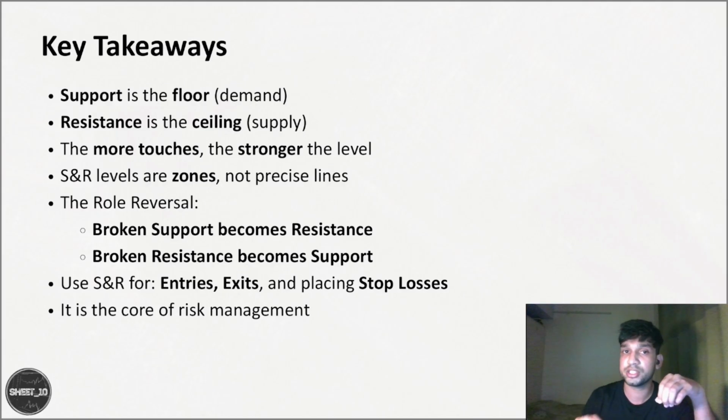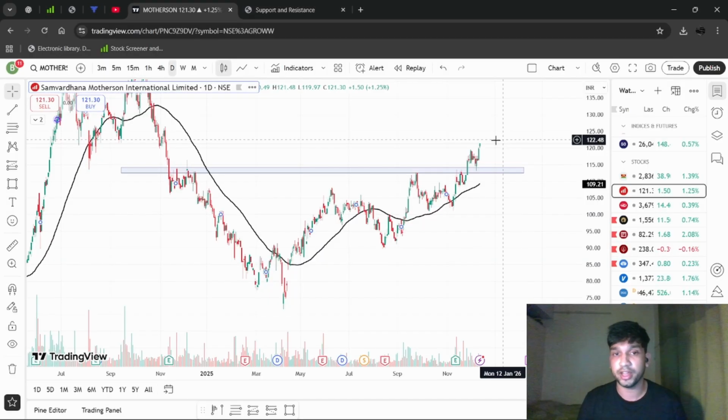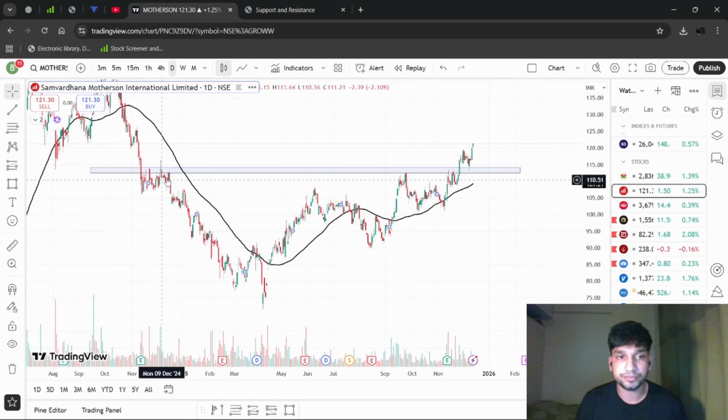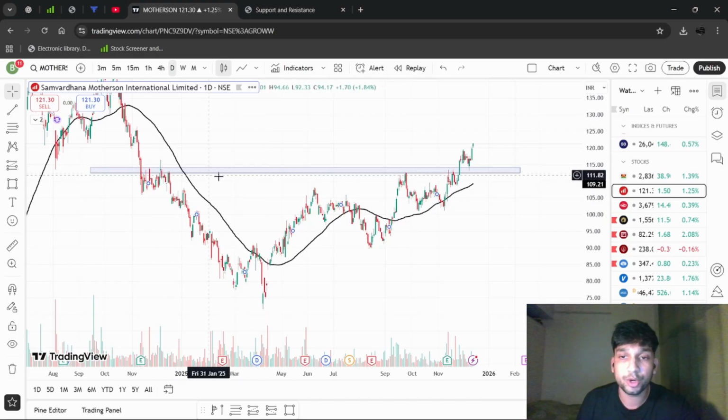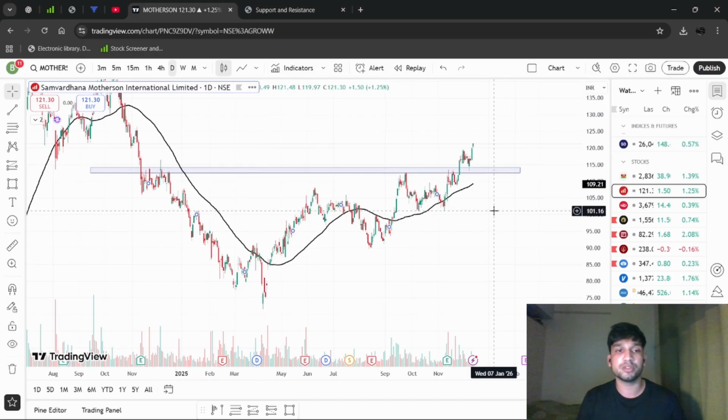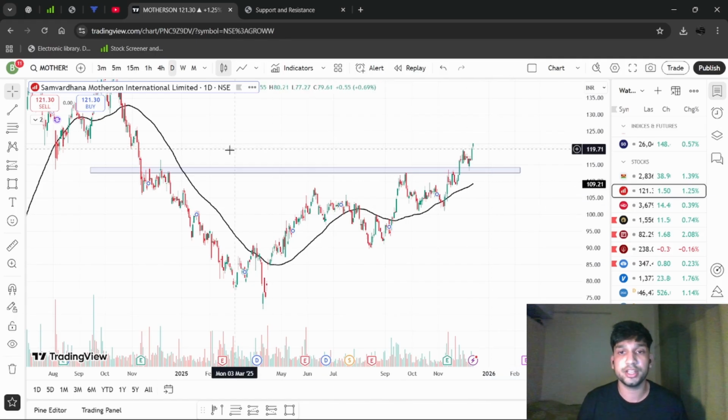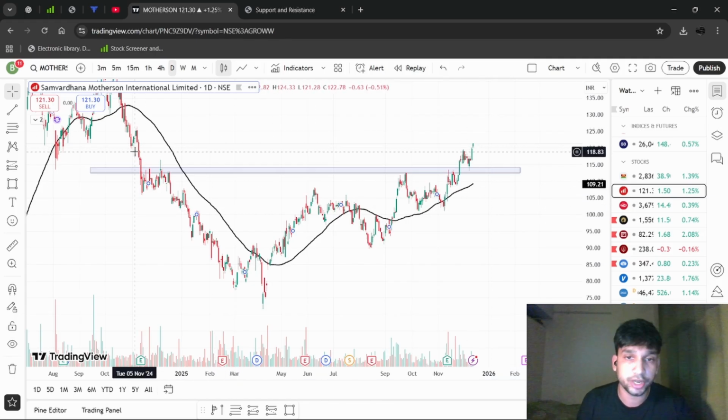The more touches that a price level has for support or resistance, the stronger the level. Again, support and resistances are not single lines; those are zones. So you have to keep that in mind. Like you see here, this is a zone and not a single line. If I had put a single line, there wouldn't be multiple touches over there. So you should give some breathing room to the support and resistance levels. Instead of plotting lines, you should plot areas using a box.